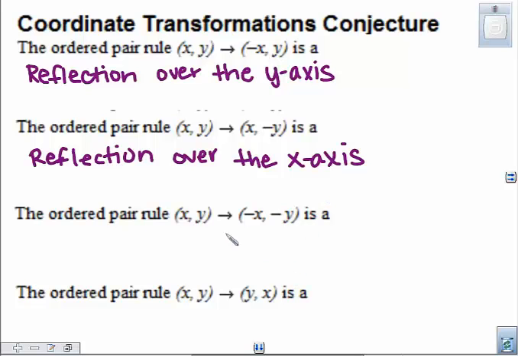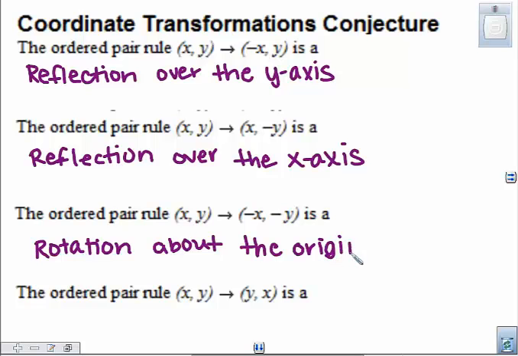And then if your ordered pair changes both of the signs, it goes from (x, y) to (negative x, negative y), this is actually a rotation about the origin. That means you're using your origin as the center of rotation.